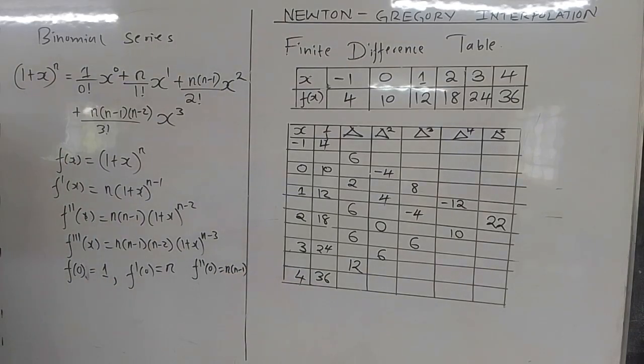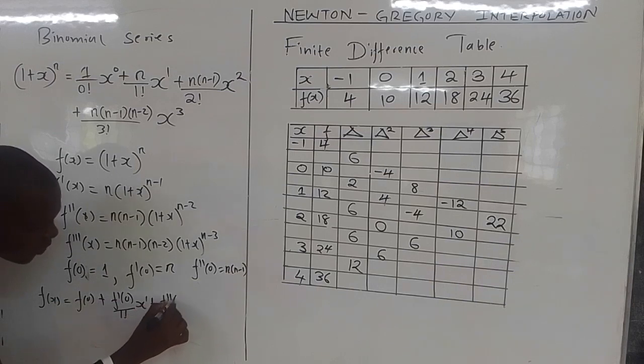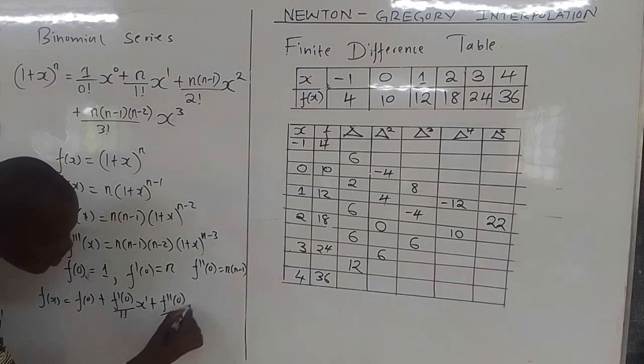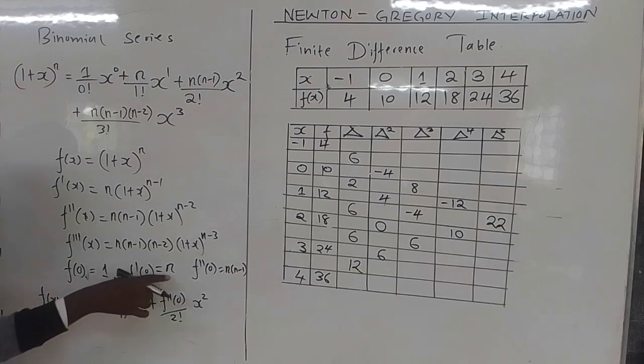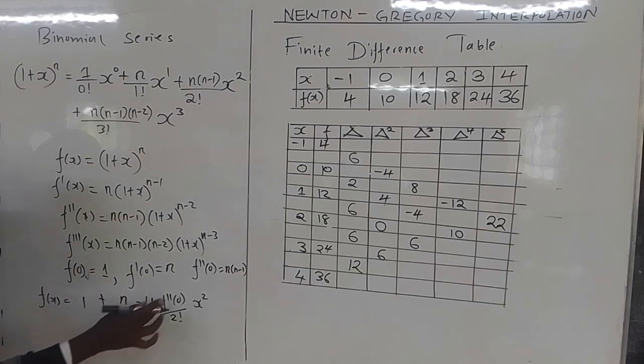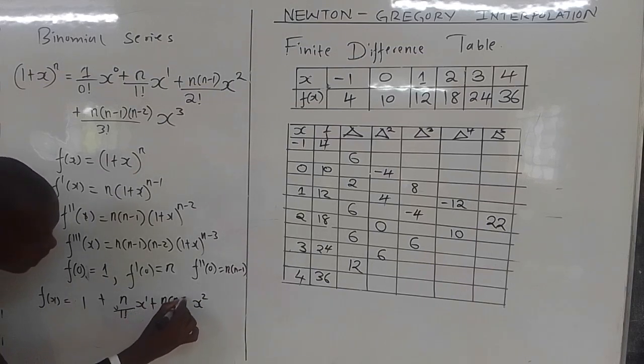Even if I reach there only, what is the Maclaurin series expansion of a function f of x? If you want to expand, you start from f of 0, then plus f prime of 0 over 1 factorial times x raised to power, then after f prime of 0, you move to f double prime of 0 over 2 factorial times x squared. So what is f of 0? It is 1. What is f prime of 0? It is n. What is f double prime of 0? It is n into n minus 1.